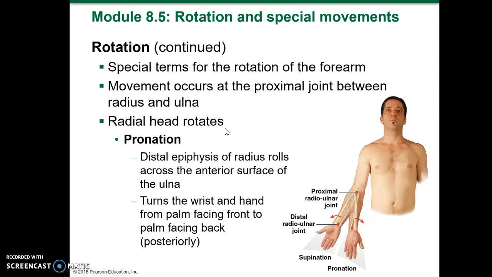Special terms for the rotation of the forearm. Movement occurs at the proximal joint between the radius and ulna. The radial head rotates. So in this case, it's showing pronation. The distal epiphysis of the radius rolls across the anterior surface of the ulna, and this turns the wrists and hands from the palm facing front to the palm facing the back. So you're only moving the forearm.